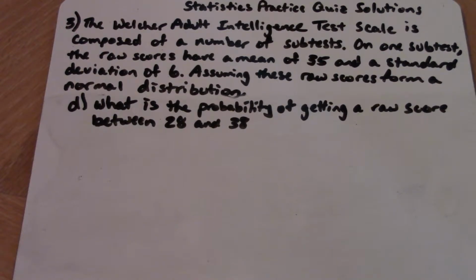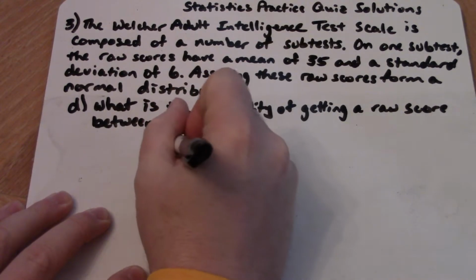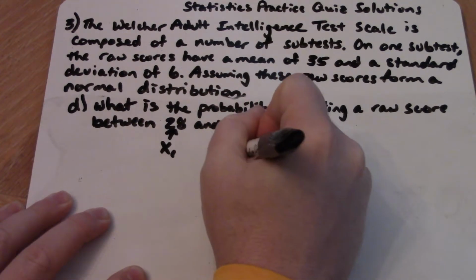Here we're dealing with Part D on number 3, which says, for the same Wechsler Adult Intelligence Test that is normally distributed with a mean of 35 and a standard deviation of 6, what is the probability of getting a raw score between 28 and 38? So what we're looking at here is a pair of raw scores. In other words, we can call these X1 and X2.